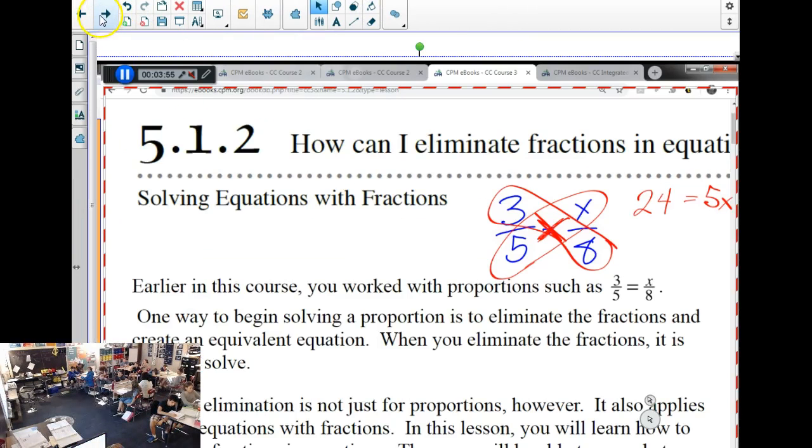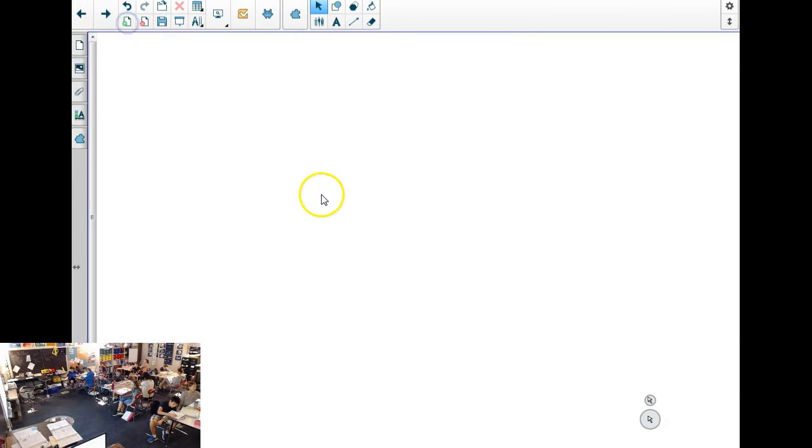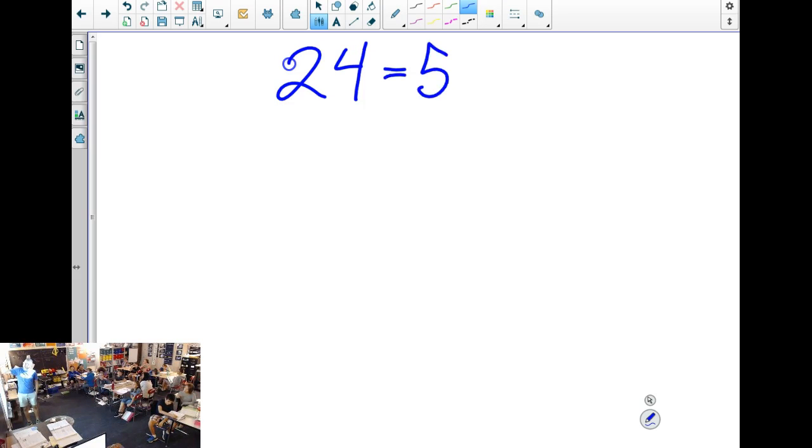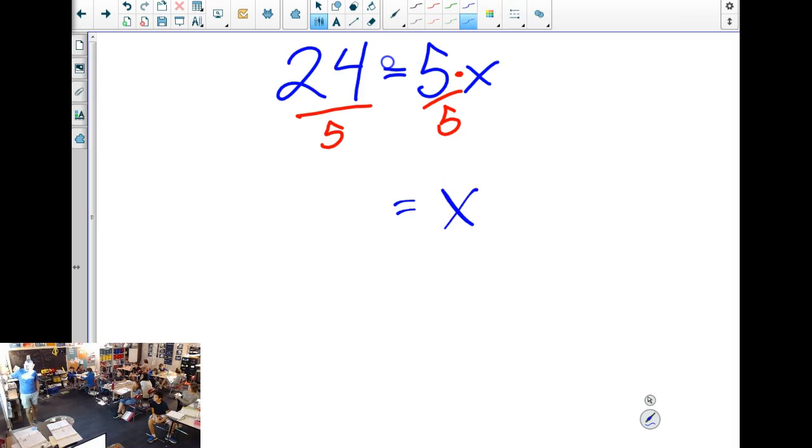I'm trying to get my smart board down here. So if you now have 24 equals 5x, we gotta divide, right? To get rid of this multiplication that x is stuck in. And if I do it over there, I gotta do it over here. And we can write that as a mixed number. Right? How many 5s in 24?